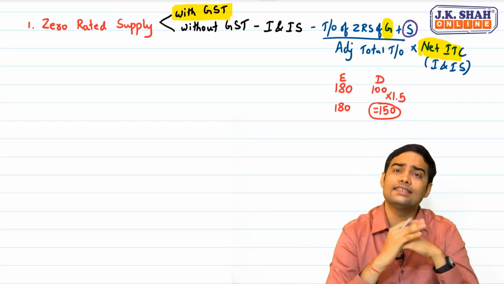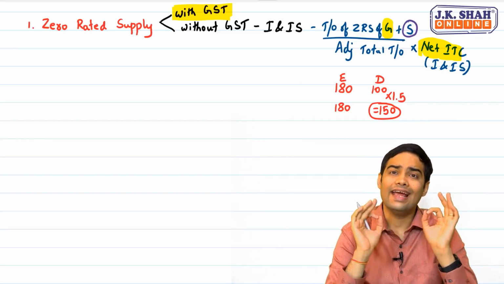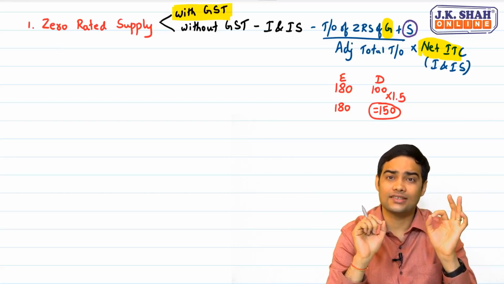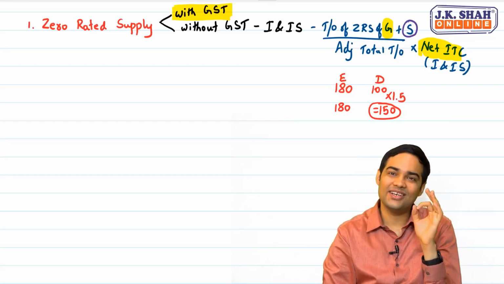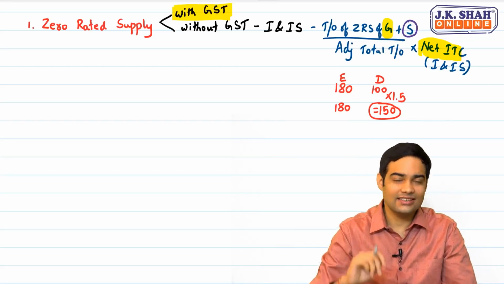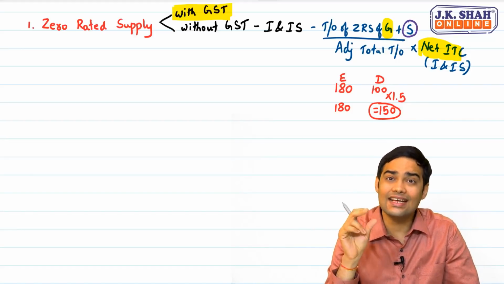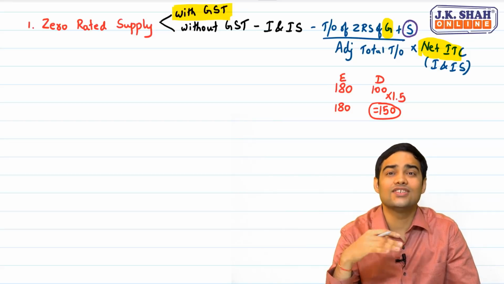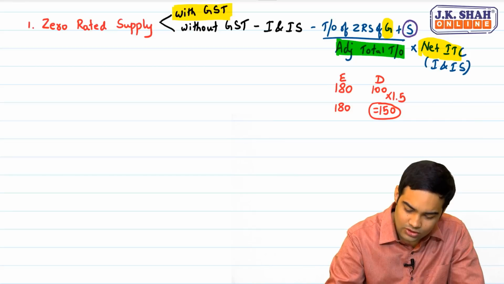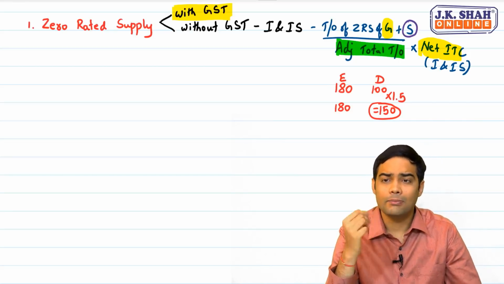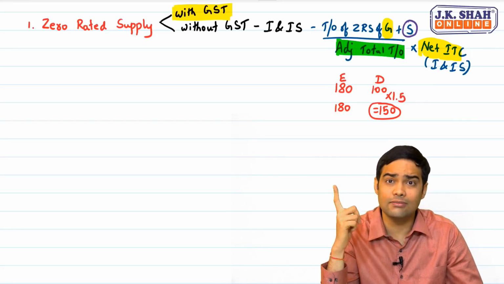Now, adjusted total turnover. Remember one thing, adjusted total turnover will exclude exempted goods or services which are not exported. Suppose it is exported, then it becomes part of adjusted total turnover. But other than that, if there are exempted goods or services which are supplied domestically, then it will not form part of adjusted total turnover. Makes sense as well, because in net ITC, do you consider something which is exclusively used for exempted goods or services?